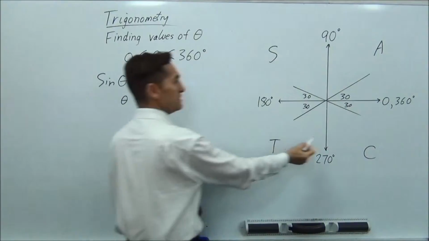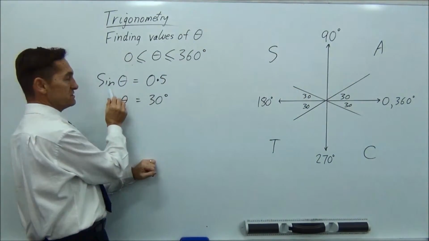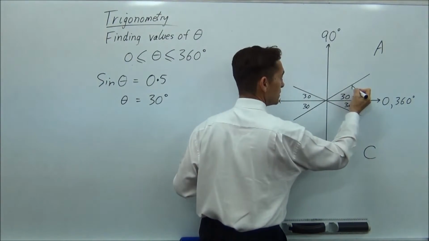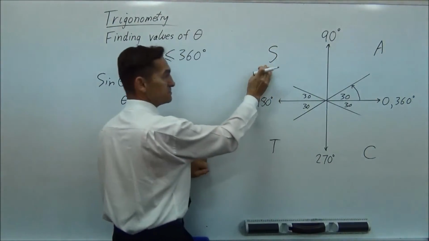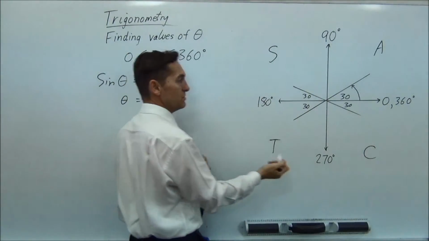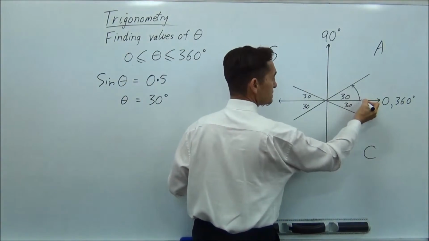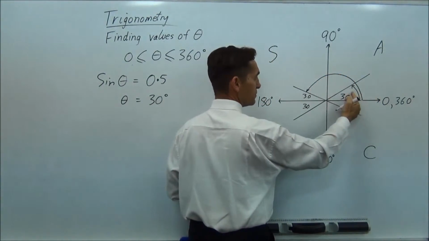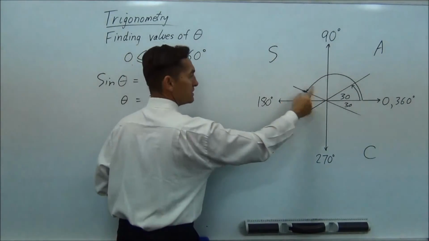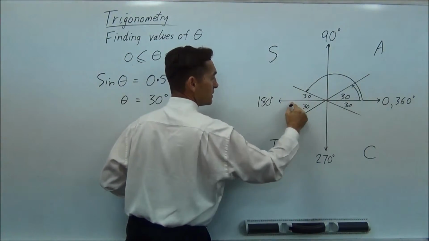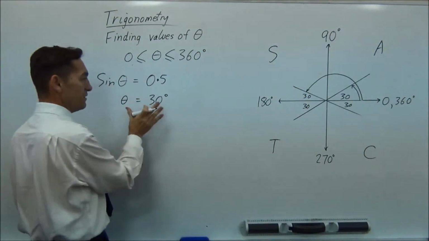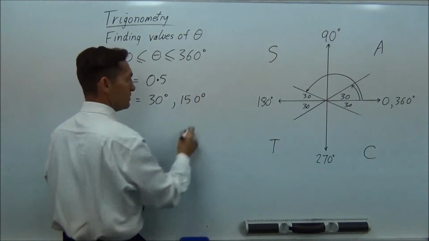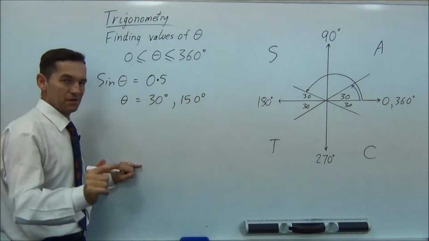You know it's positive, so now you can look on your diagram and go, where is sine positive? So sine is positive here, so that's 30 degrees, and sine is positive here. So the second answer we want starts from there again and goes to there. So we want 30, and we also want this angle here, from here. So that is 180 take 30 is 150. So our answer for this is theta equals 30 and 150. Okay?